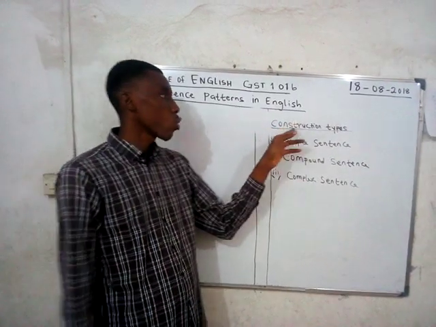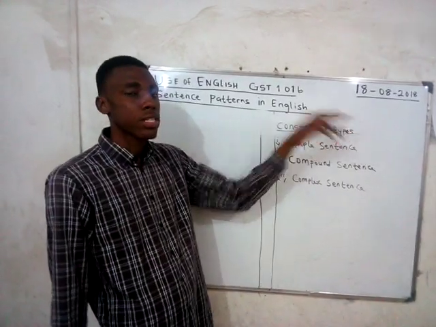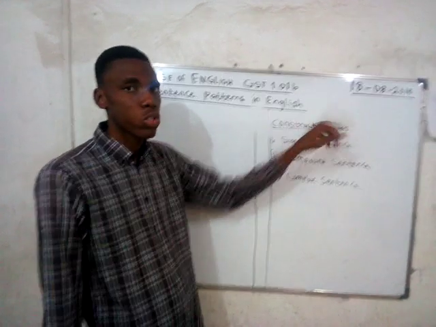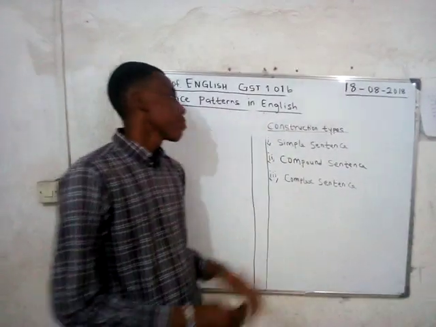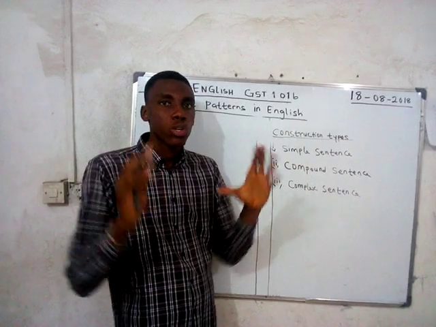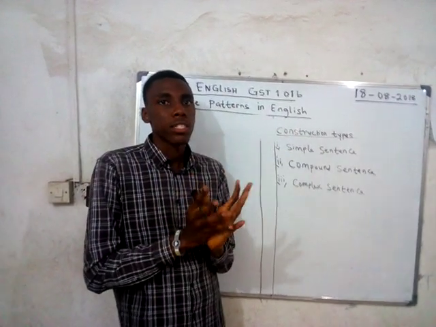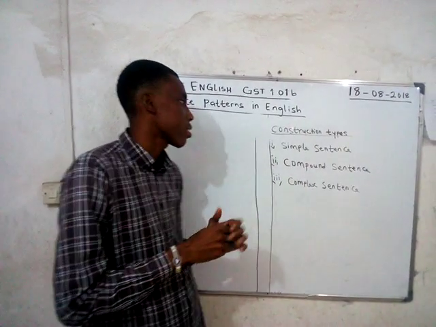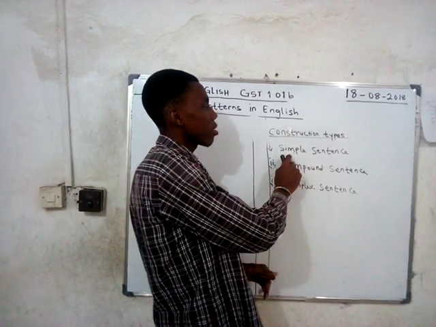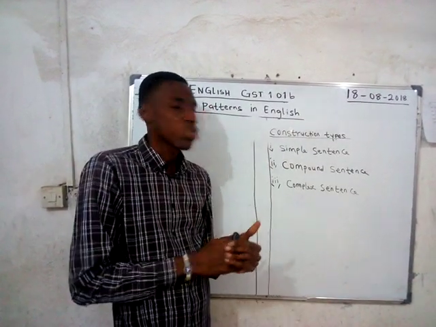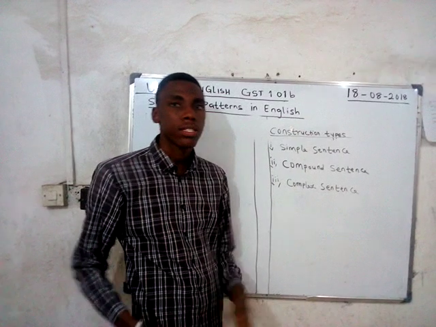Now we're going to be talking about the construction types, sentence patterns based on their construction types. When we talk of the construction, we're talking of the structure of the sentence. The first sentence based on construction is called the simple sentence.